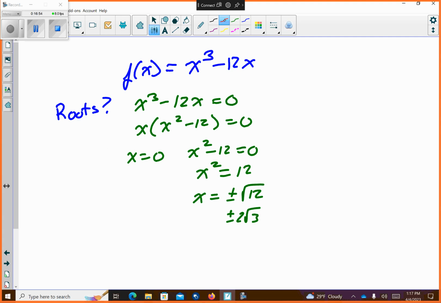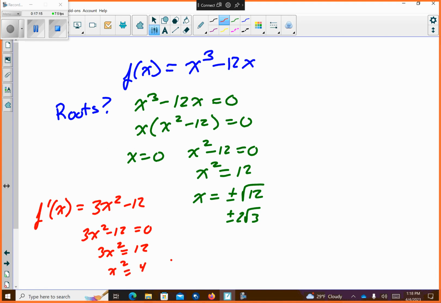Okay, so we want to think about what this graph is doing. So what I want to do is take my function and take the derivative of it. So the derivative is 3x squared minus 12. Set 3x squared minus 12 equal to 0. So I get 3x squared equals 12. X squared equals 4. X equals plus or minus 2 if I solve that.